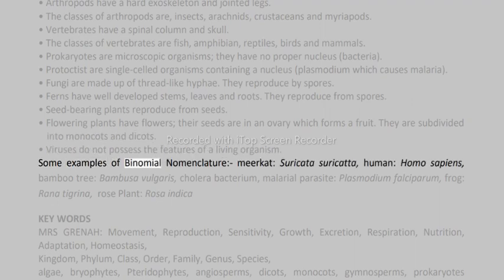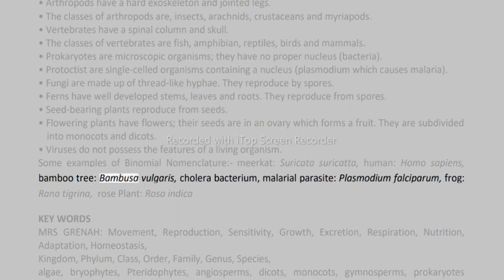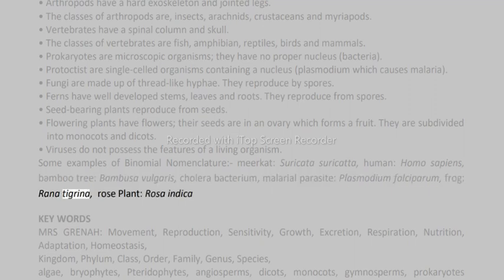Some examples of binomial nomenclature: meerkat, Suricata; human, Homo sapiens; bamboo tree, Bambusa vulgaris; cholera bacterium; malarial parasite, Plasmodium falciparum; frog, Rana tigrina; rose plant, Rosa indica.